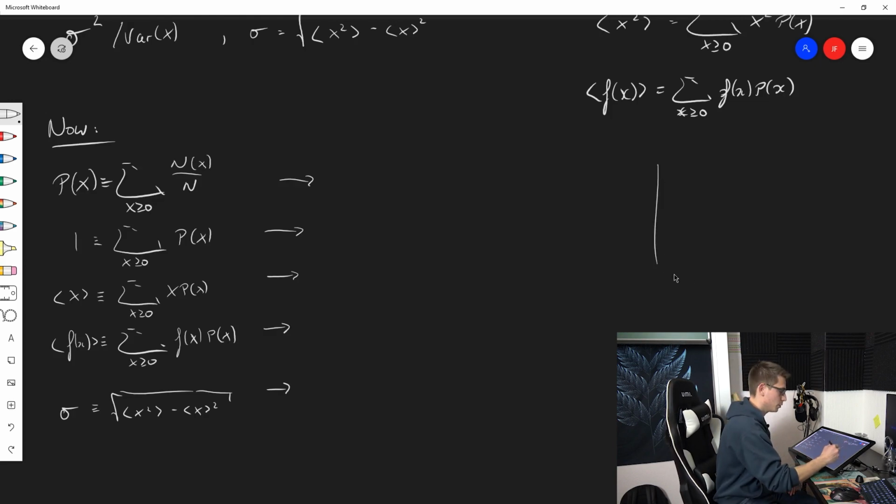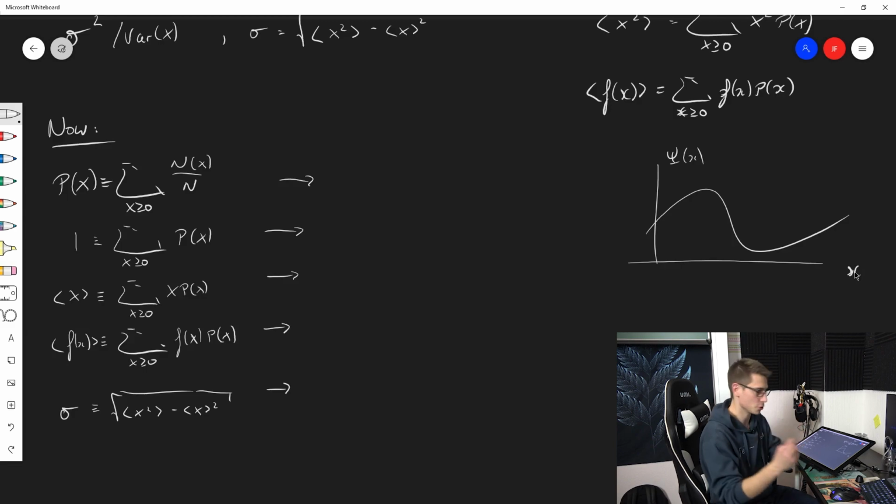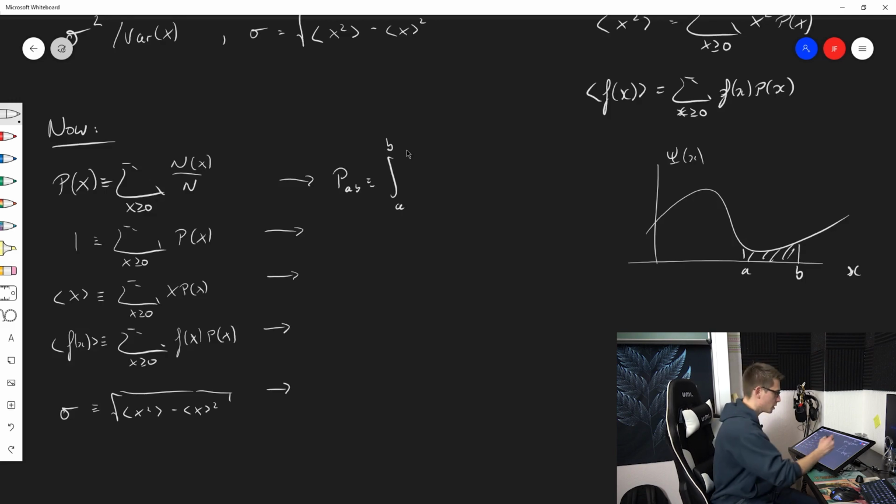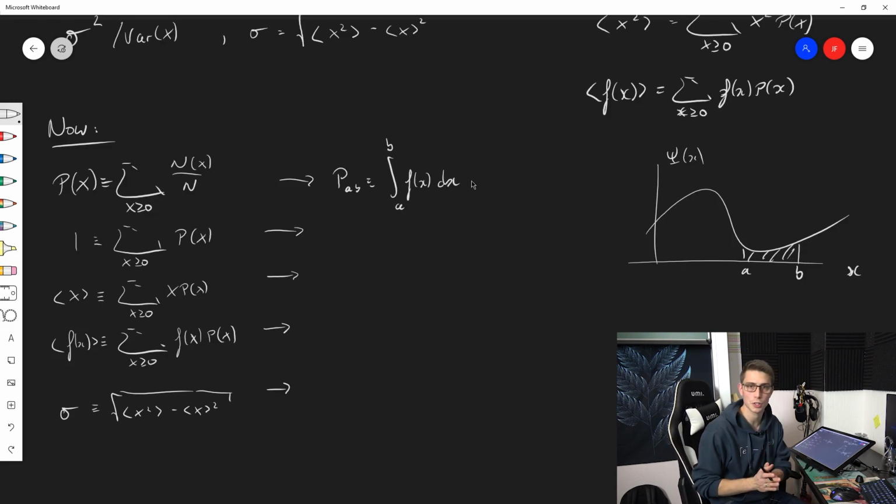Meaning if we have, for example, a wave function, okay, something like this. This is a wave function that we are going to have. And we want to calculate the probability of something happening in a certain interval. Okay, let's say from A to B right here. We are going to say that the continuous probability on the interval a to b can be defined as the integral from a to b of just a function f of x dx, where our function could be, for example, our wave function.